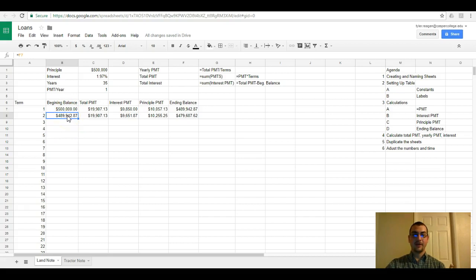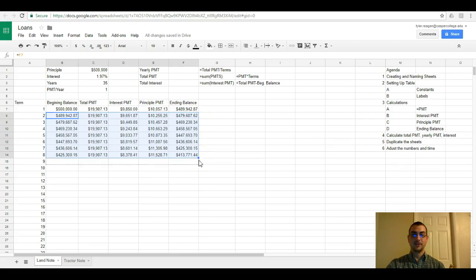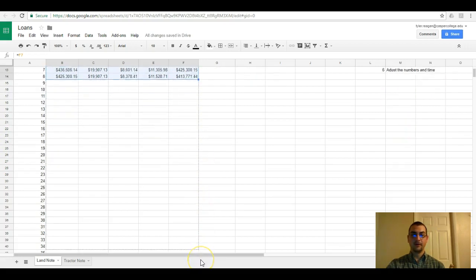So now that we have everything set up on the second row, an easy way to do this is you can highlight this second row and just the second row and drag down. Then you can drag it down all the way to 35.